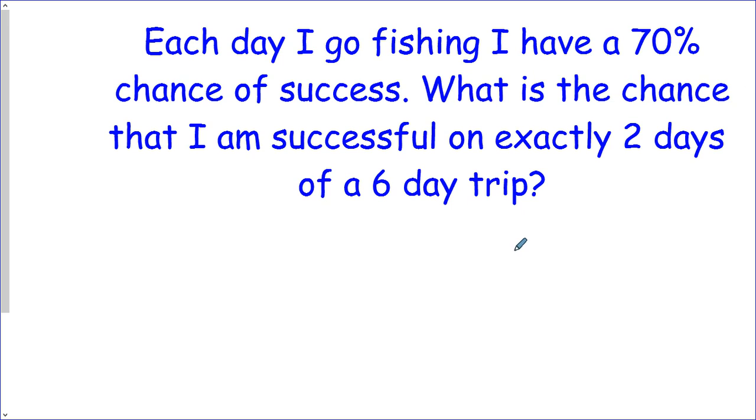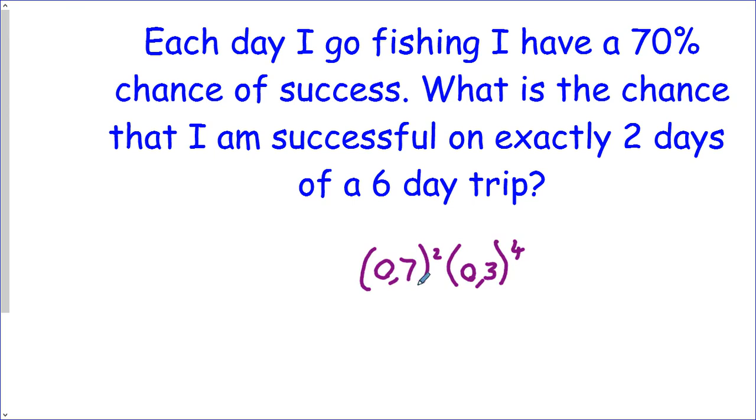So let's look at another example. Each day I go fishing, I have a 70% chance of success. What's the chance that I'm successful on exactly 2 days on a 6-day trip? Well, I need the 0.7 to happen twice. If I'm successful on exactly 2 days of the 6-day trip, I need the unsuccessful days to happen 4 times. Notice that these two add up to 1.